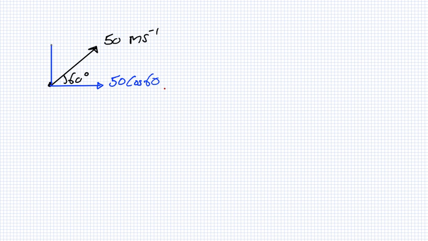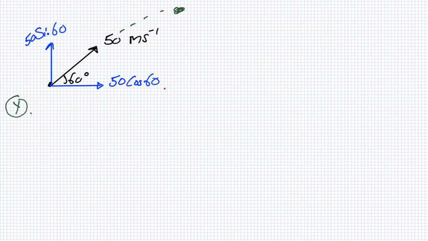projectile. It is fired at a speed of 50 meters per second at an angle of 60 degrees to the horizontal. So let's have a look here. This component is 50 cos 60, and this component here is 50 sine 60. So if we're looking at the maximum height, we only need to look in the y direction, the vertical.